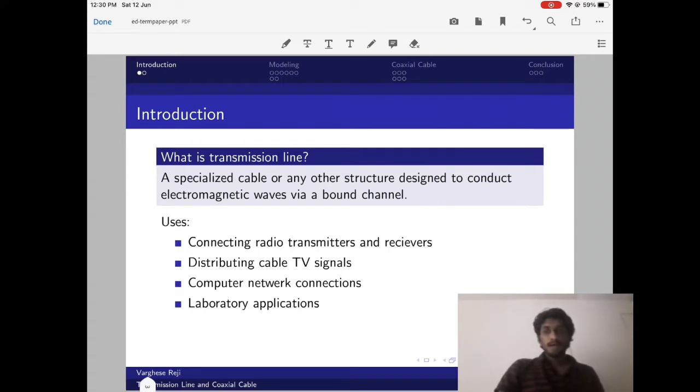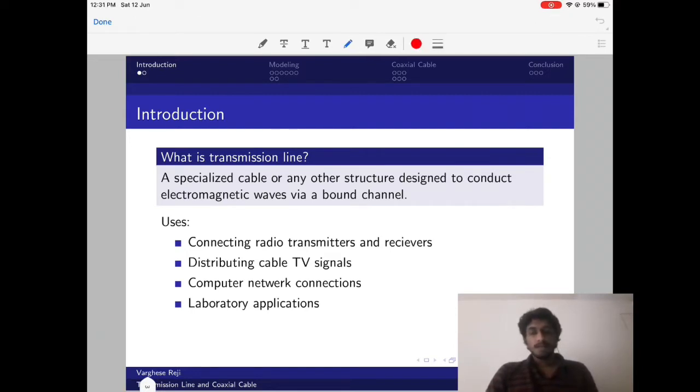Now, what is a transmission line? A transmission line is a specialized cable or any other structure designed to conduct electromagnetic signals via a bound channel. In a transmission line, there will be two conductors. One is to transmit the current from source to the load, and another is to transmit the current back from load to source. So there will be two connections, to complete the circuit.